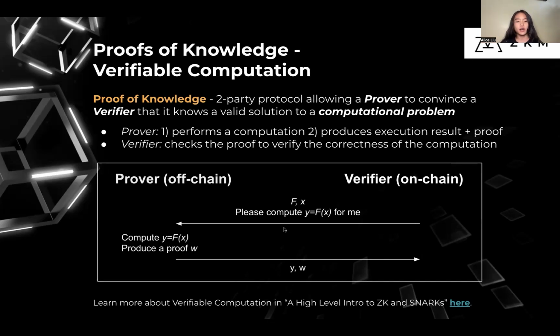So looking at that interaction in this diagram here, the verifier will say, I have an input X, I have a function F, X is an input to F, and the verifier will ask the prover to compute the result Y over here. And the prover will compute both that result Y as well as produce a proof W. And both the result Y and W will be sent back to the verifier for the verifier to check if the proof is valid.